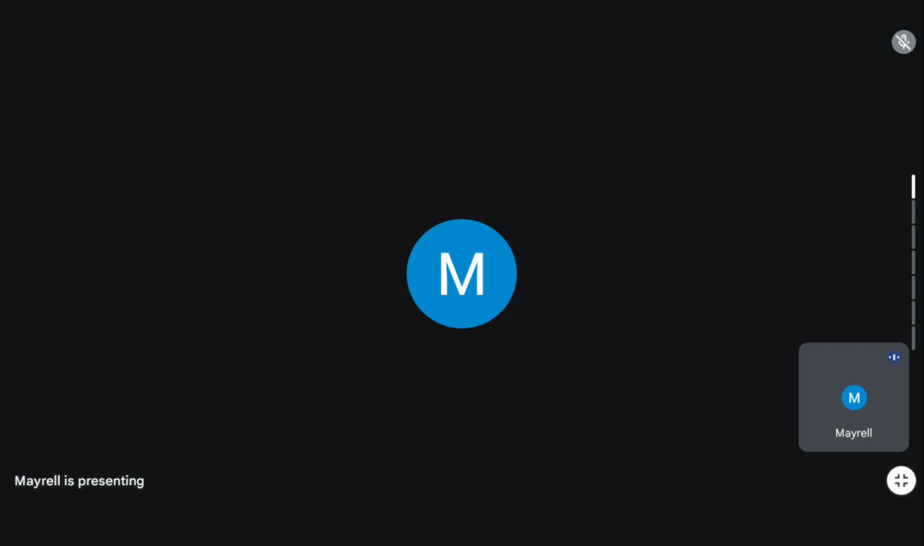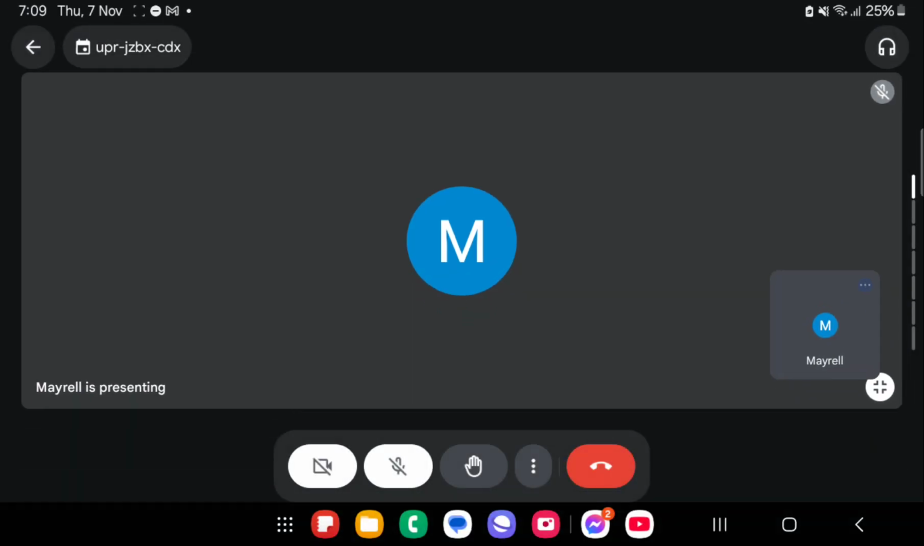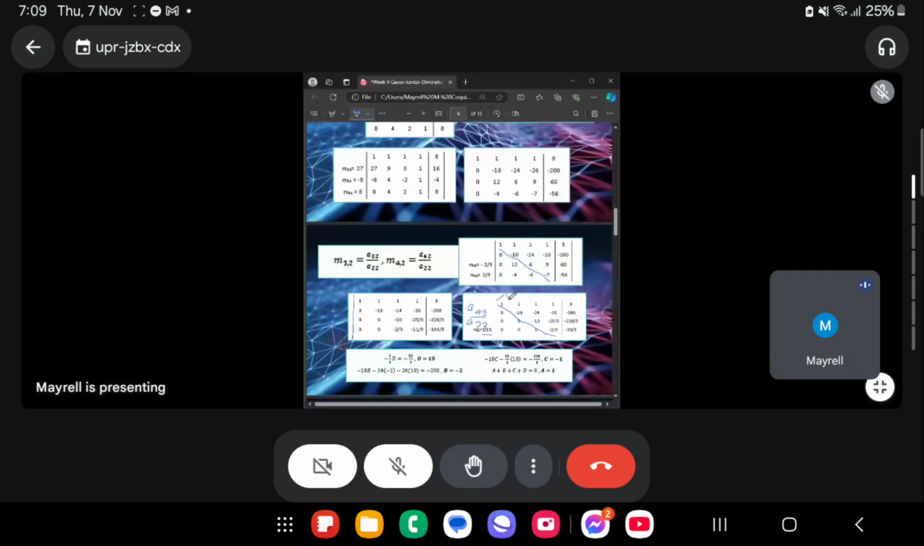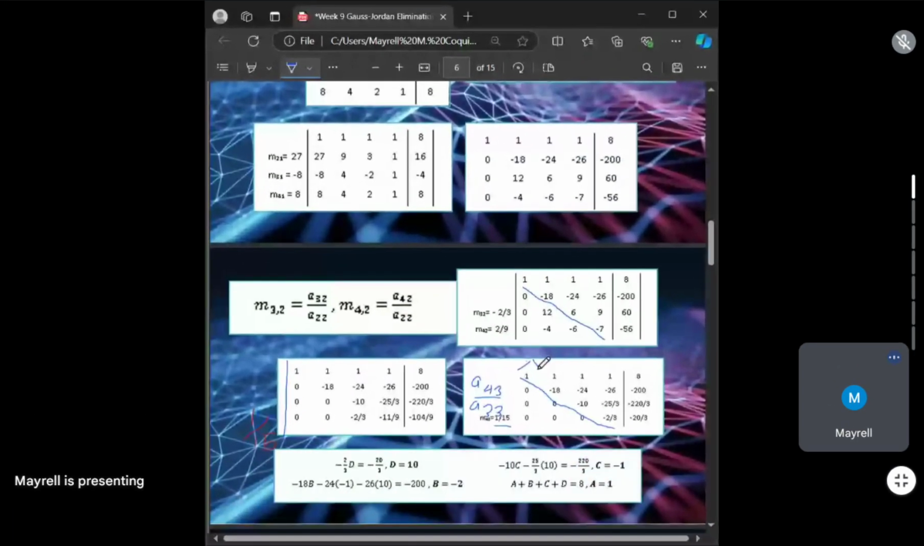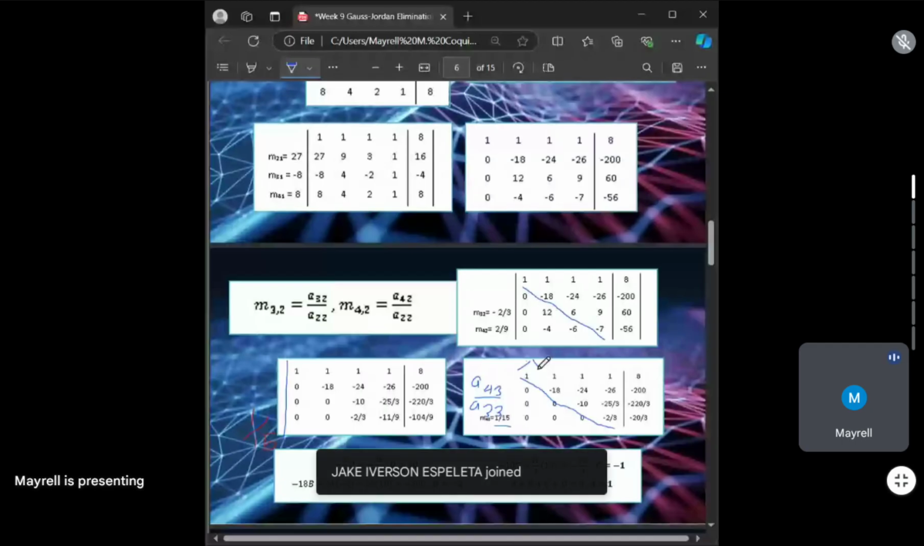Muna sila ang mga coefficient A, B, C, and D. Ito sa last row, so good. That is negative 2/3 D equals negative 20 over 3.